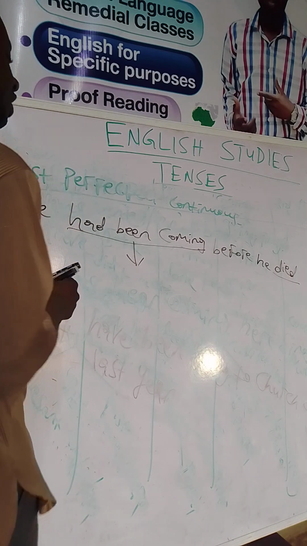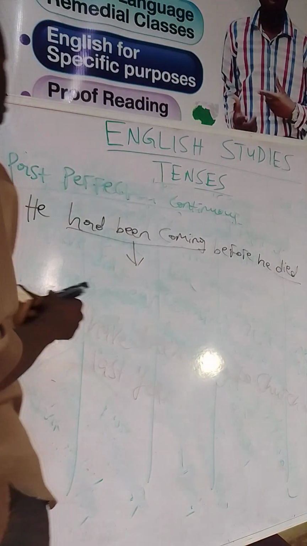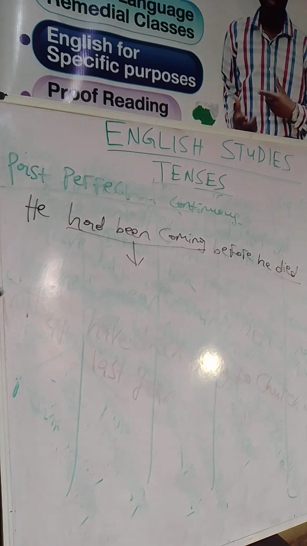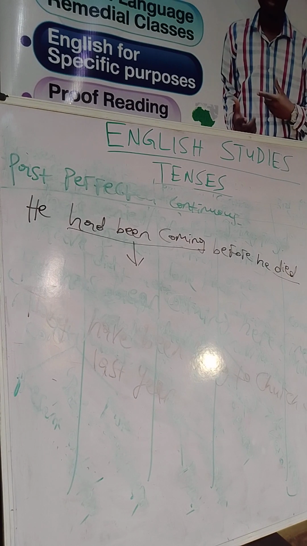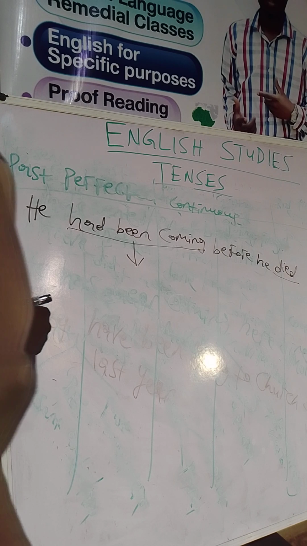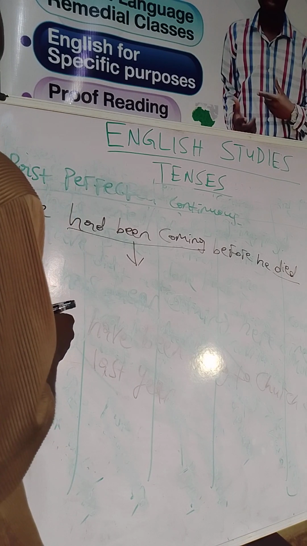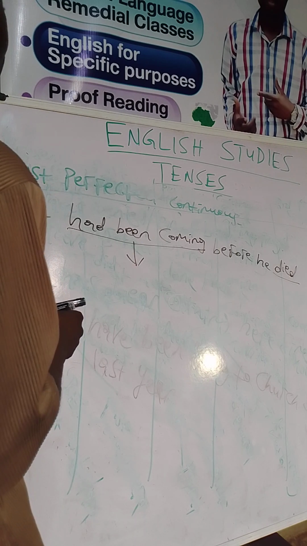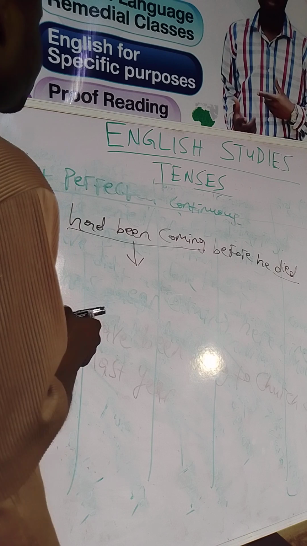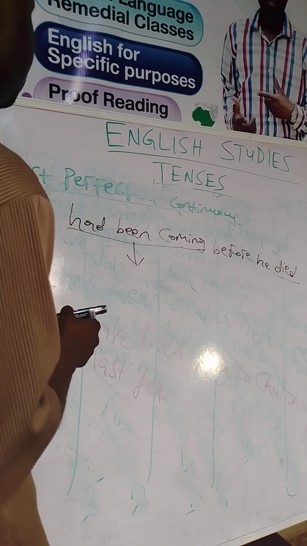But you cannot stop like that. He had been coming before he died makes us know that it is a past perfect. What if it says he has been coming since 3 years ago? That is a present perfect continuous. He has been coming since last year. They have been going to church since they were born. That is present perfect rather. Present perfect continuous. They have been coming since 3 years ago. That is present perfect continuous.